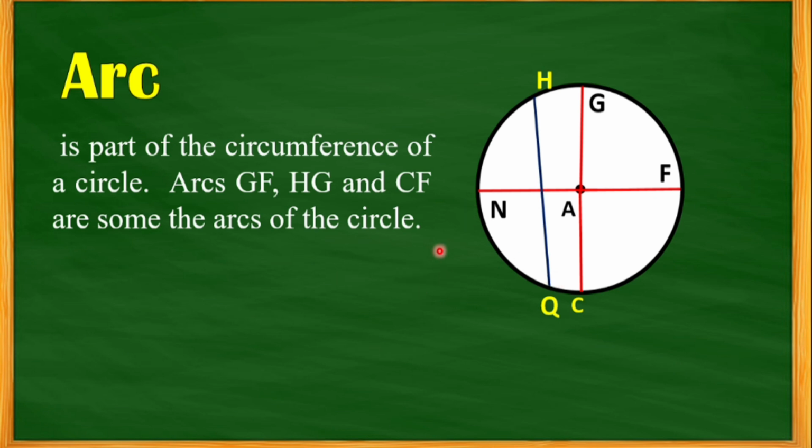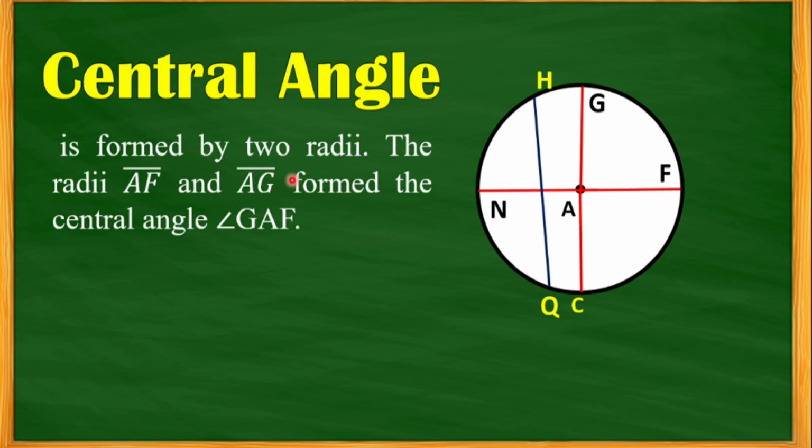So there are so many arcs in here. Again, let's proceed to central angle. When we say a central angle, it is formed by two radii. The radii AF and AG form the central angle, angle GAF.